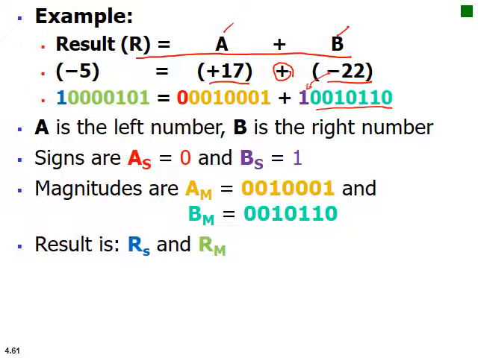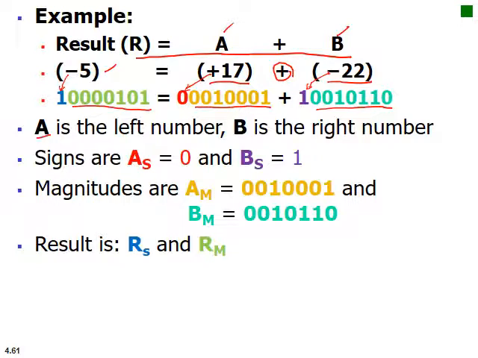Same with 17, the positive is indicated by a 0 and the remainder is indicating 17, and the negative there is indicated by the 1, and the remaining 7 bits represent 5, as you can see. So indeed that makes sense. If you take positive 17 and you add negative 22, then basically the result will be negative 5.